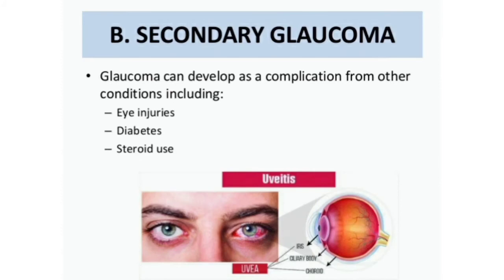Now, secondary glaucoma can be caused due to complications from other diseases. It may be due to an eye injury, eye trauma, diabetes, steroid use, or uveitis, or other things which cause glaucoma. So if glaucoma is caused by another disease, that is secondary glaucoma.